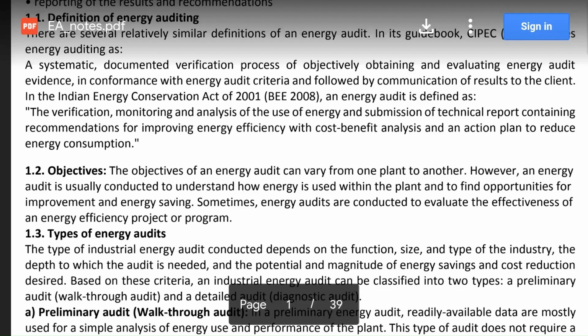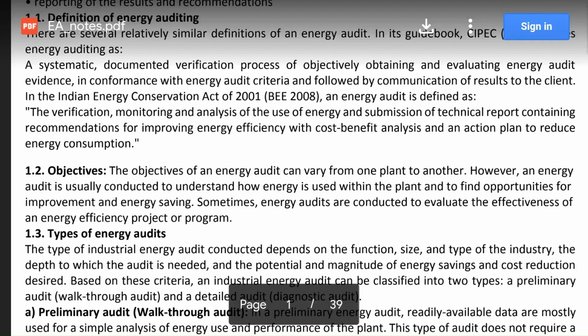But according to the Indian government body, the Indian Energy Conservation Act of 2001, and the Bureau of Energy Efficiency, they have defined the energy audit for Indian concerns as the verification, monitoring, and analysis of the use of energy, and submission of a technical report containing recommendations for improving energy efficiency with cost benefit analysis and an action plan to reduce the energy consumption.